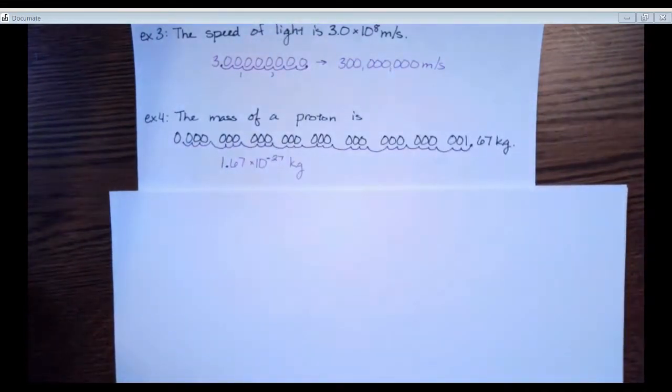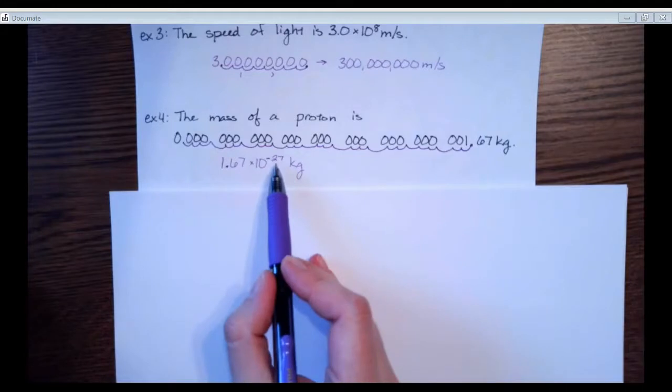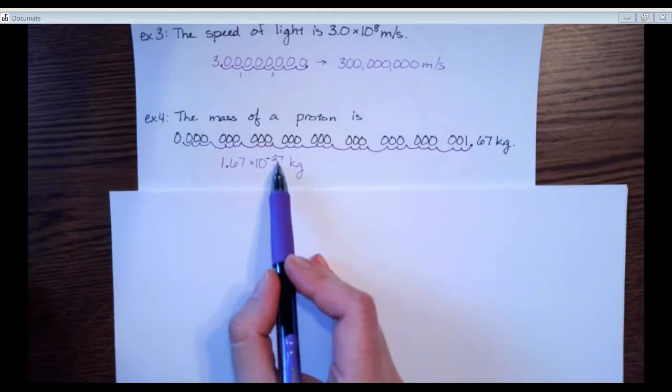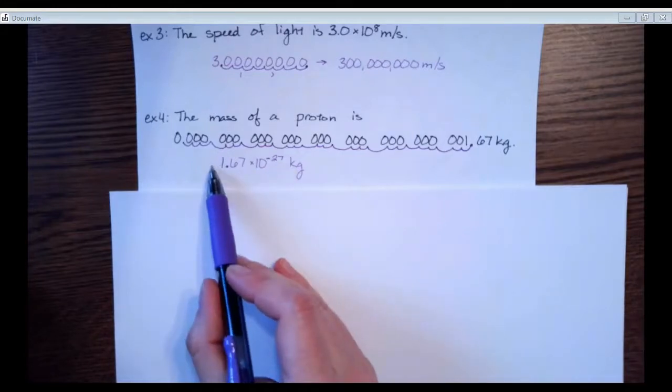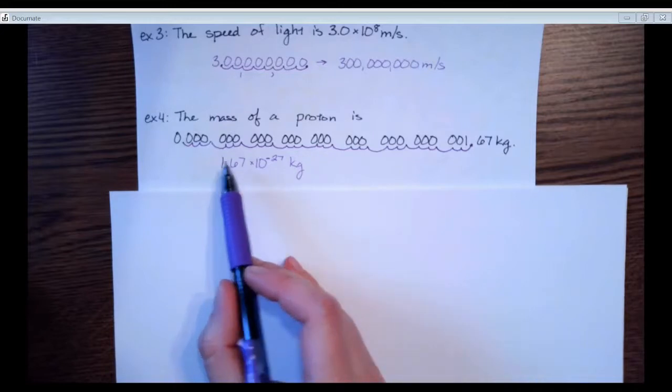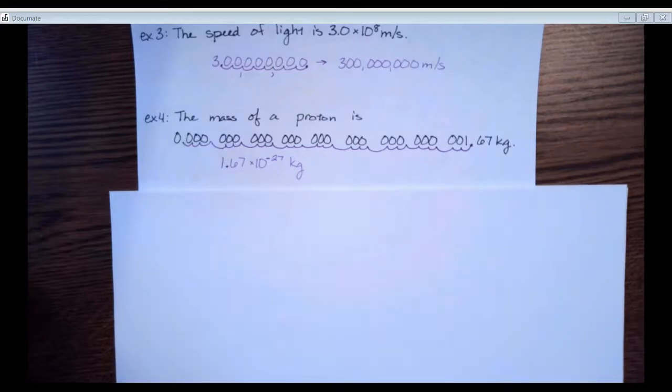So again, just a reminder, whenever I have a really small number, so anything that's a decimal, I need a negative exponent. If I had an actual negative number, then I would have the negative sign out here, but I don't. I have a positive, which makes sense for the mass of a proton.